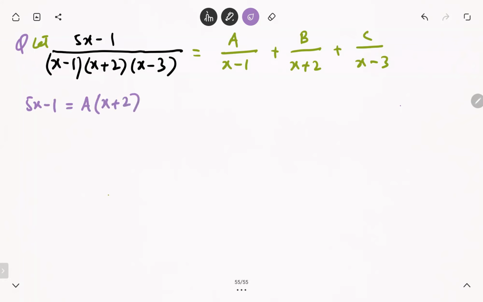So if you multiply throughout with x minus 1, x plus 2, x minus 3, so with A, x minus 1 will be cancelled out and you will be left with A times x plus 2, x minus 3. With B, you will get x minus 1, x minus 3. With C, you will get x minus 1, x plus 2.